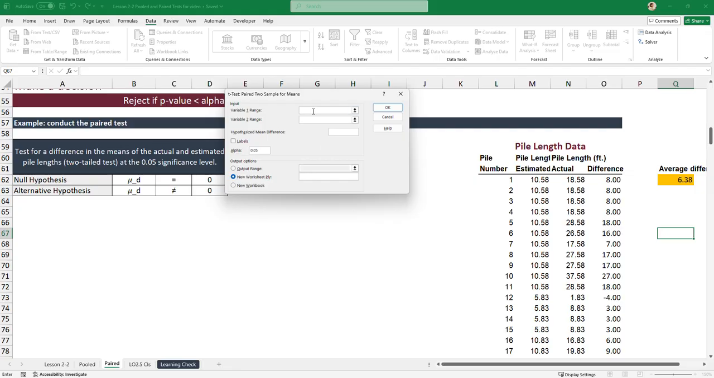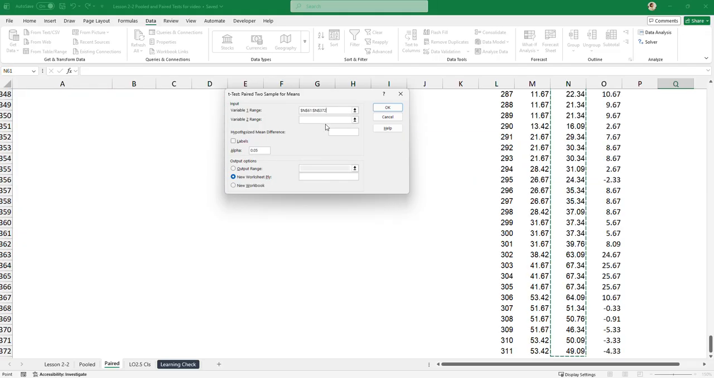For variable 1 range, you should choose the range with the larger mean. Here I didn't calculate the means individually of the actual and estimated lengths, but when I calculated the difference, I took the actual values and subtracted the estimated values. Most of the differences are positive, and the average was positive. So because I got a positive number when I did actual minus estimated, that means that the actuals are longer on average.